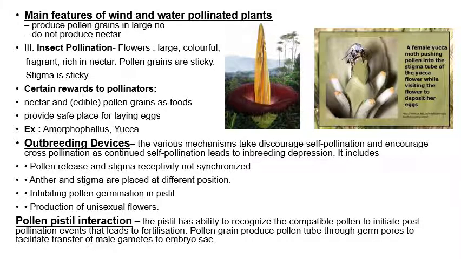Okay, so now we know that there are different kinds of pollinating agents. As we were discussing about wind and water as a pollinating agent, the flowers where wind and water play an important role in pollination produce a large number of pollen grains. Why? Because during the transfer by wind and water, the pollen grains are wasted. So to compensate for the loss, the pollen grains are produced in large number.